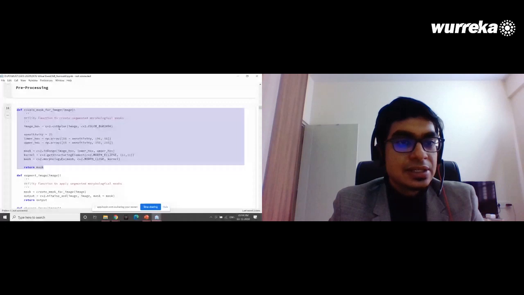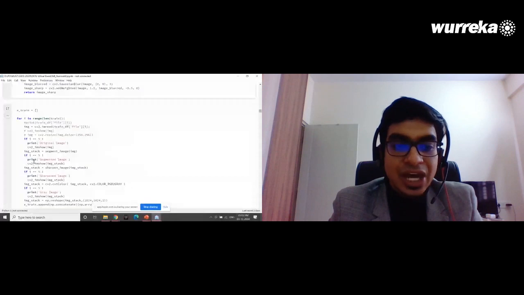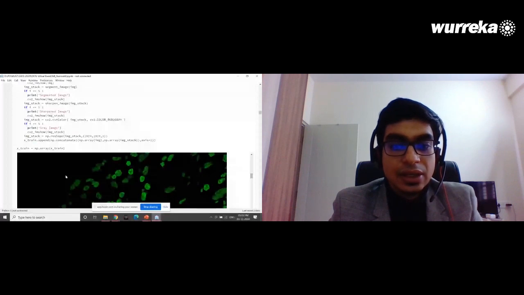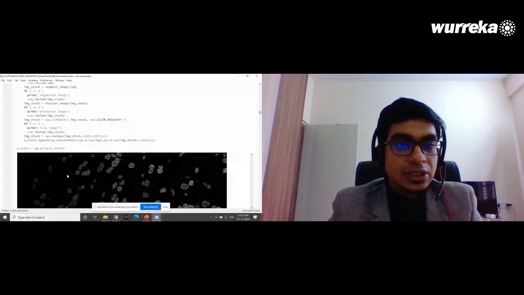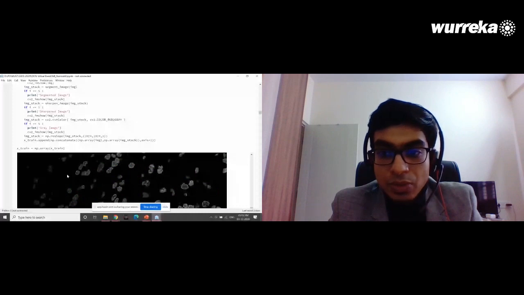But typically, this is how the initial pre-processing pipeline looked. We used morphological filters to create the mask and applied it on top of the original images and sharpened the image, and then we had the grayscale version of it. So typically this is how it looks. And once the initial pre-processing part is done, let me maybe show the smart part.